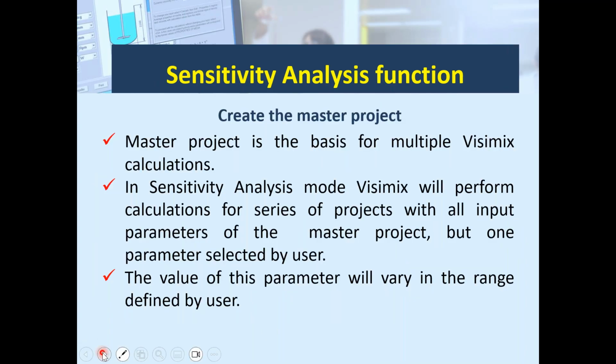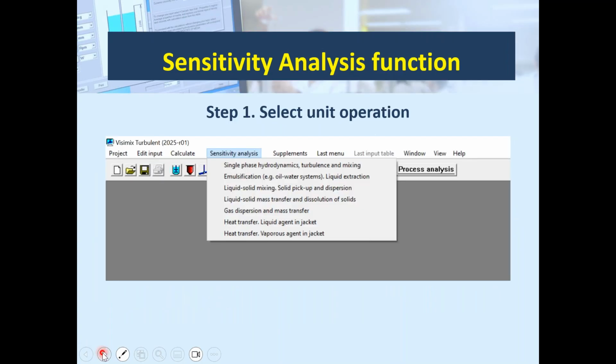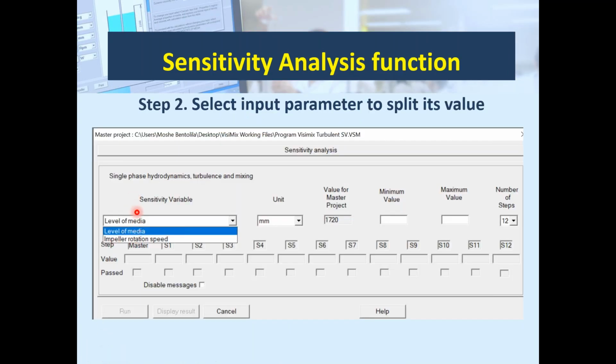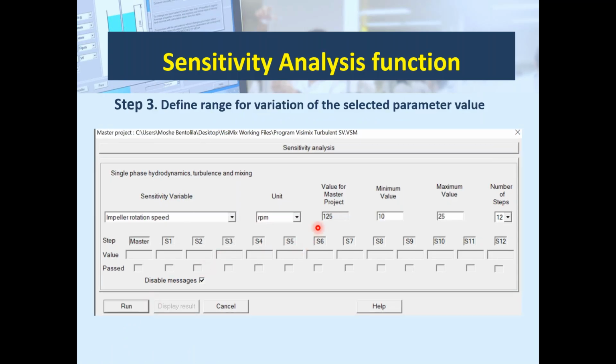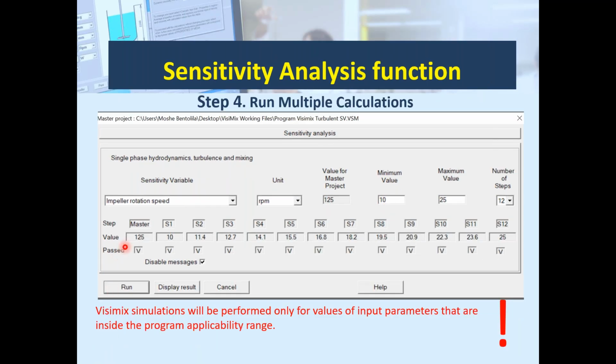So create the master manager, select the sensitivity analysis, select the operational parameter, select the range of work. You see the master is 125, but I want to know what happened between 10 to 20 to 25. Okay, and what will happen? The software will run all the way, and you see the pass, the meaning of the pass the test, and we can generate results. In this case, all pass the test.